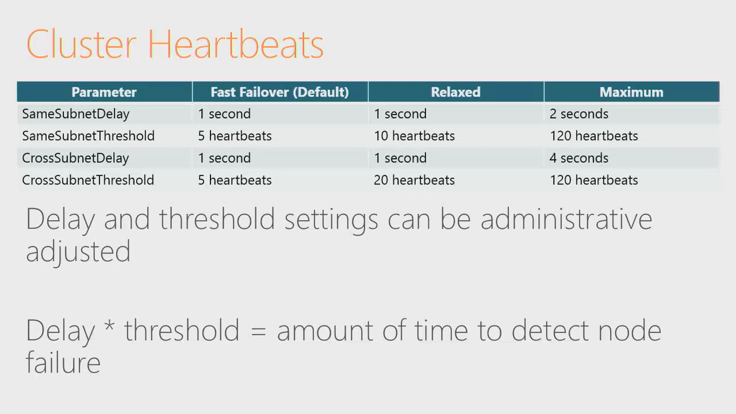And you'll see here that this has actually come up a lot. Before, it was about 40 seconds was the maximum you could get in 2008. You can see here that you can now go up to 120 heartbeats at 4 seconds each before they're dead. That's a lot of time, right? Essentially, if you take the threshold times the delay, that's the amount of time it takes to actually figure out that a node is dead, right?